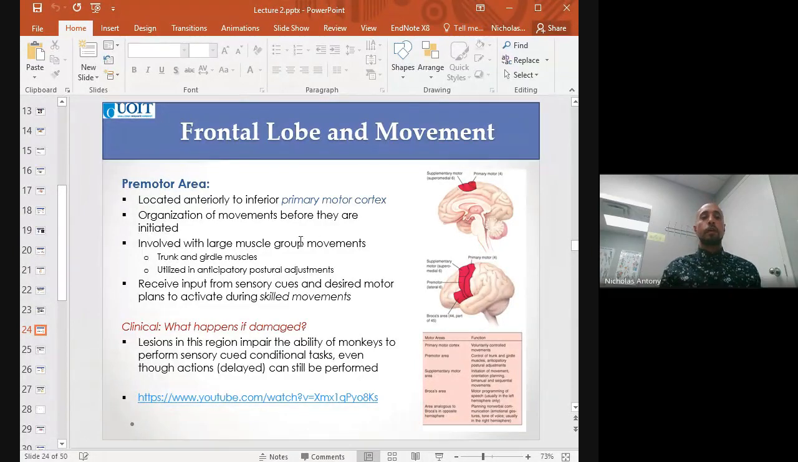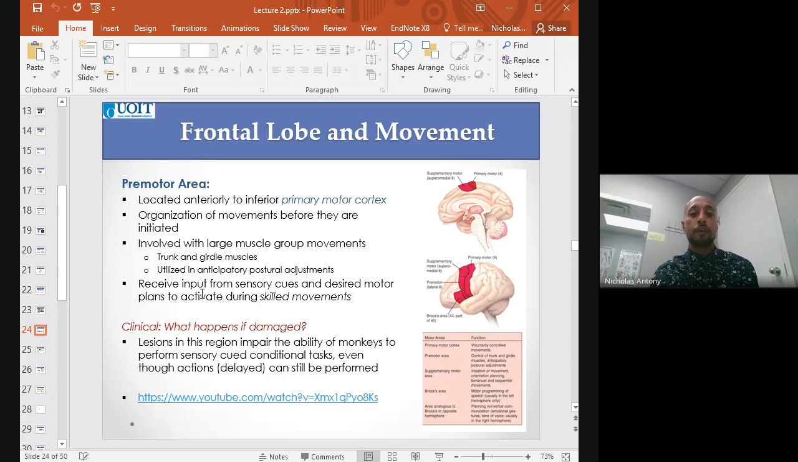Okay. Now, the other thing that the premotor area does, and they've learned this through research, is that it receives input from sensory cues. Remember, we have to be aware of how we are in space to understand what is required to voluntarily move in the way that we want. We need to be aware of our environment before we can voluntarily interact with our environment, if that makes sense.